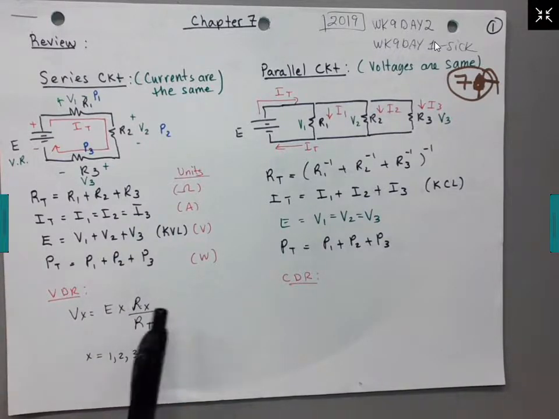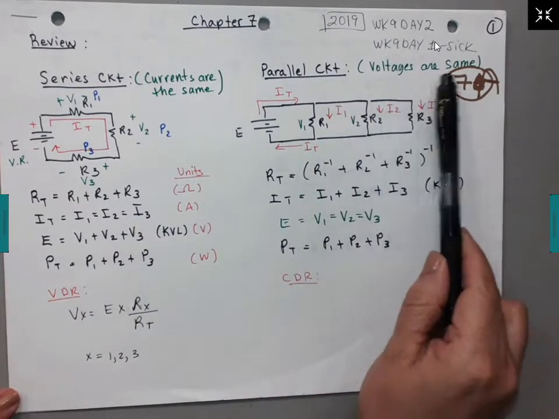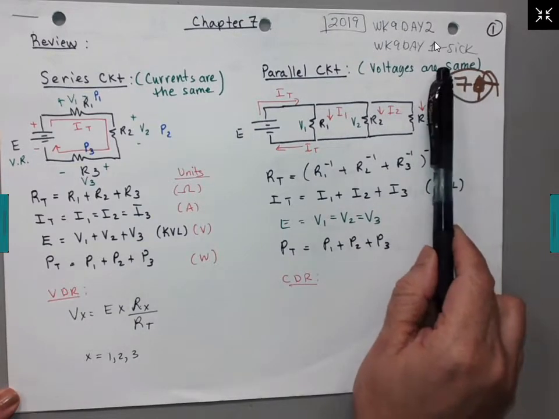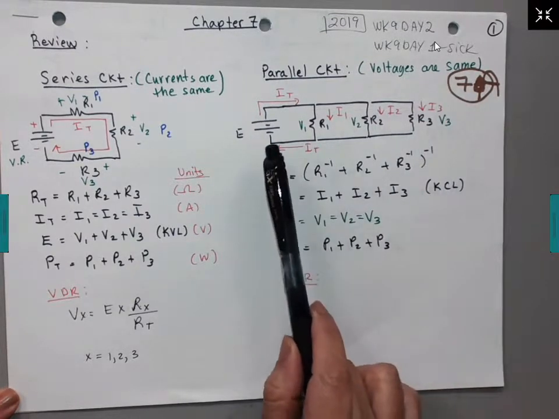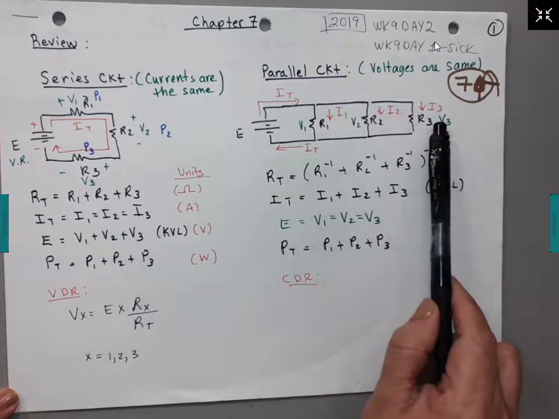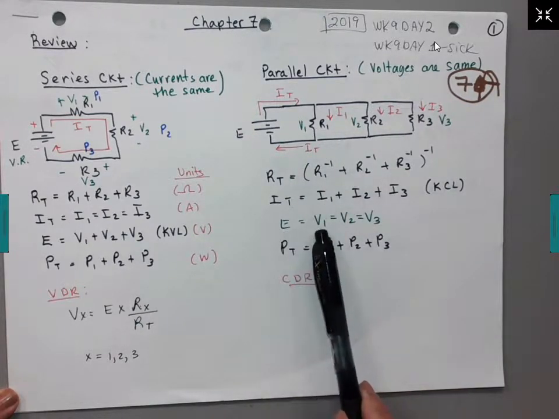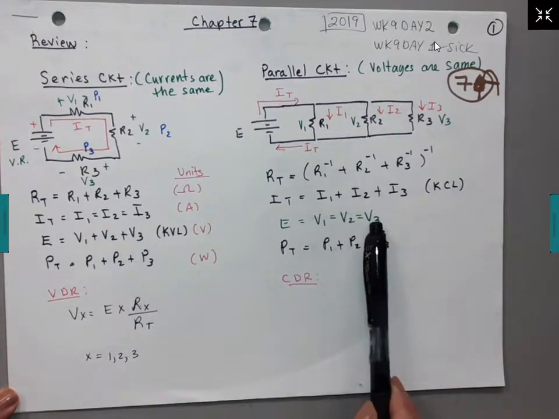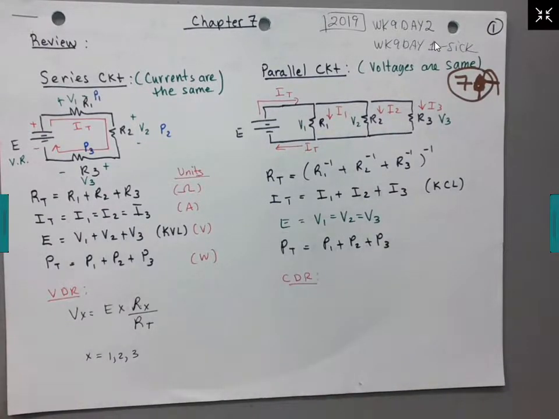Okay? So I'm going to scan this, guys, so don't worry about it. I will scan it. And then in parallel circuits, the voltages are the same. That means the voltage across R1, R2, and R3 are the same. So E is equal to V1, equal to V2, equal to V3. That's the first thing you should remember. Series currents are the same, parallel voltages are the same.